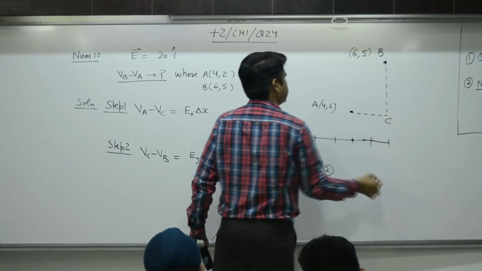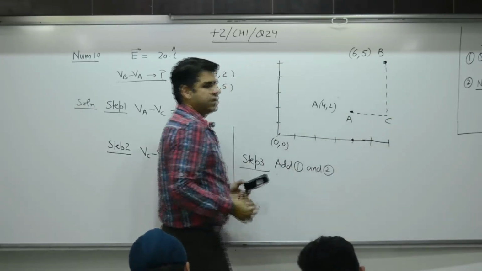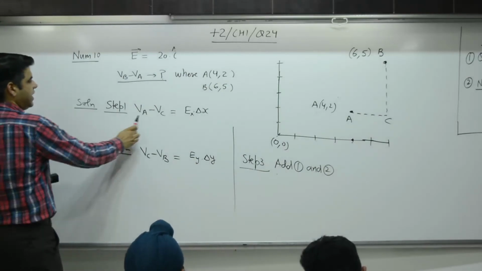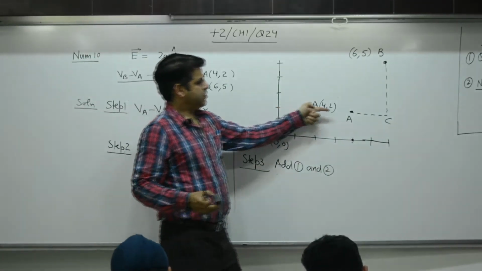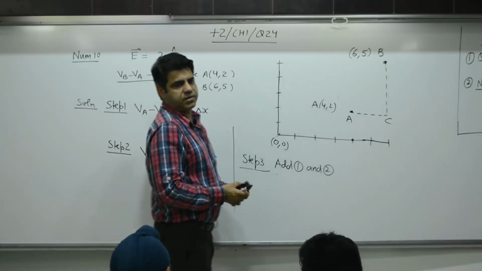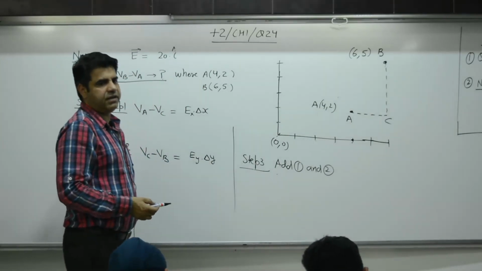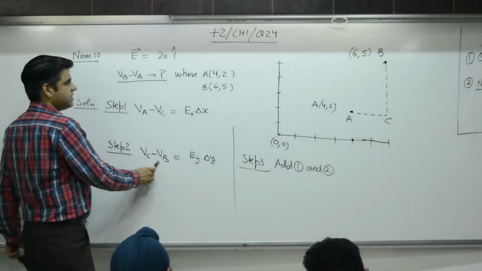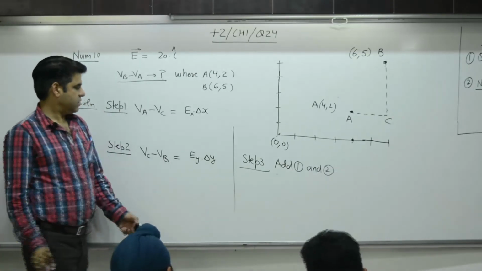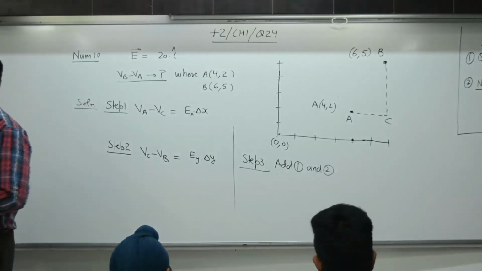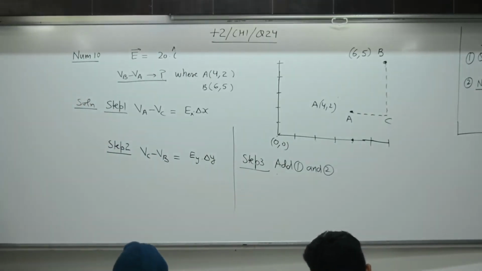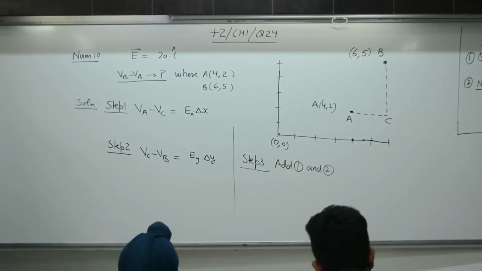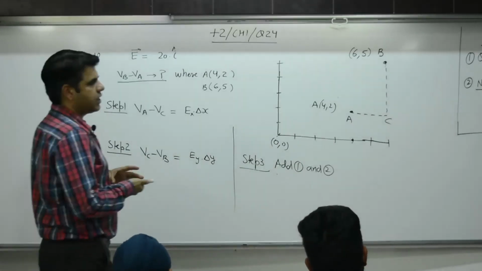Procedure is find Va minus Vc, then second Vc minus Vb, then add the two. Do it. 2 minutes to try.